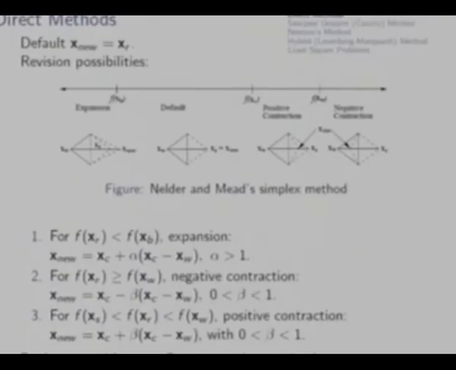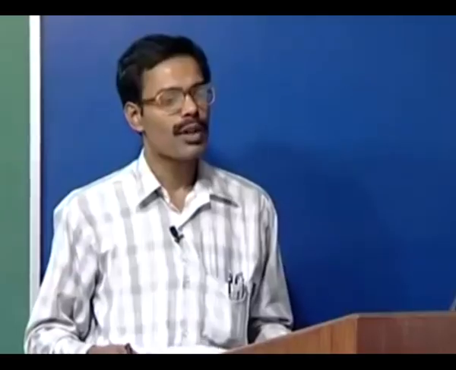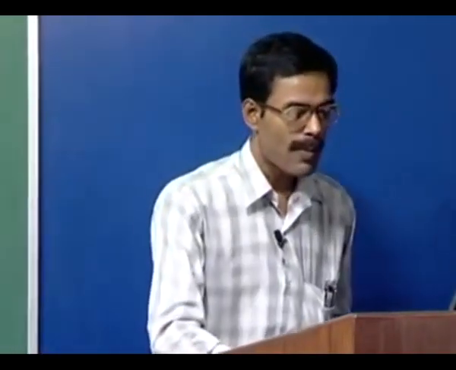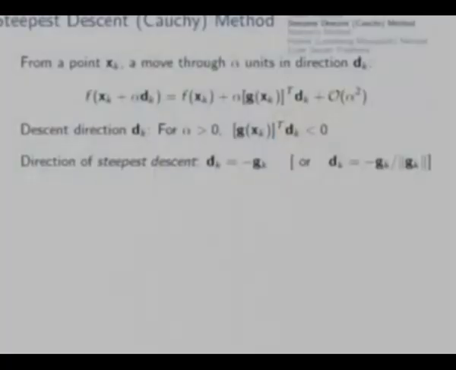However, if gradient is available, that is, if the function is differentiable and the derivatives can be developed without too much computational cost, then most of the time we use derivative based methods, because they are relatively faster, more efficient. So, the most straightforward method, conceptually the simplest idea, is that of the steepest descent method or Cauchy's method.